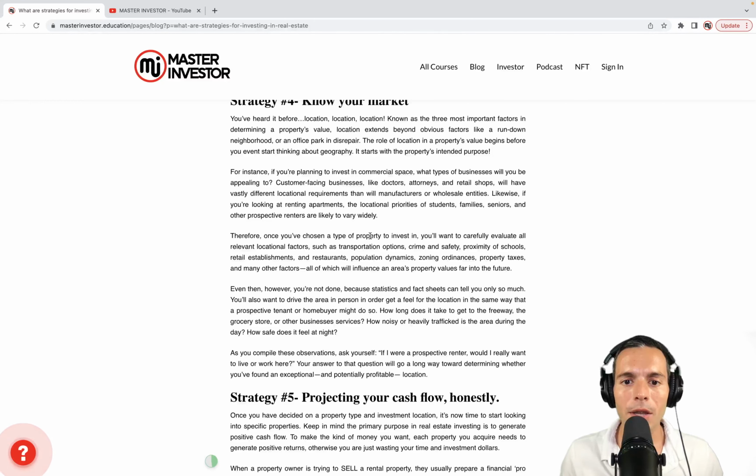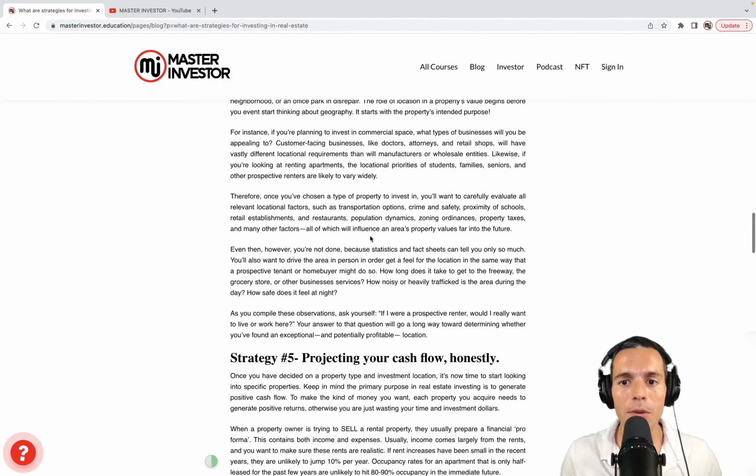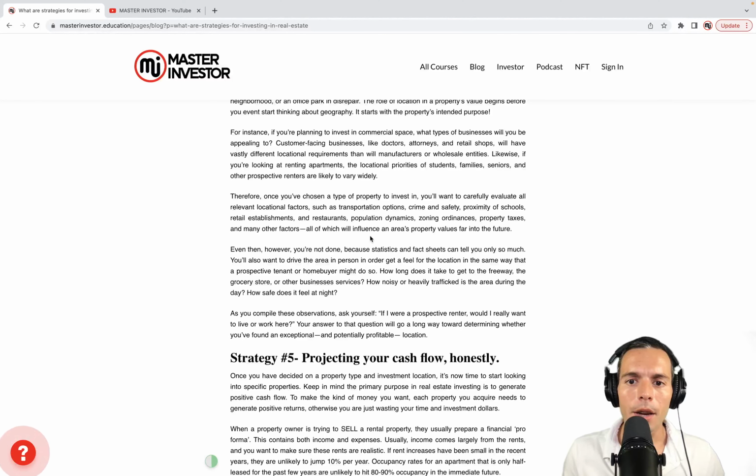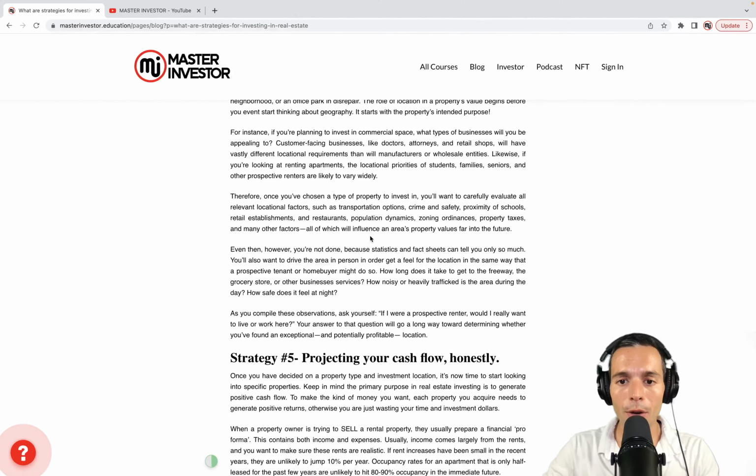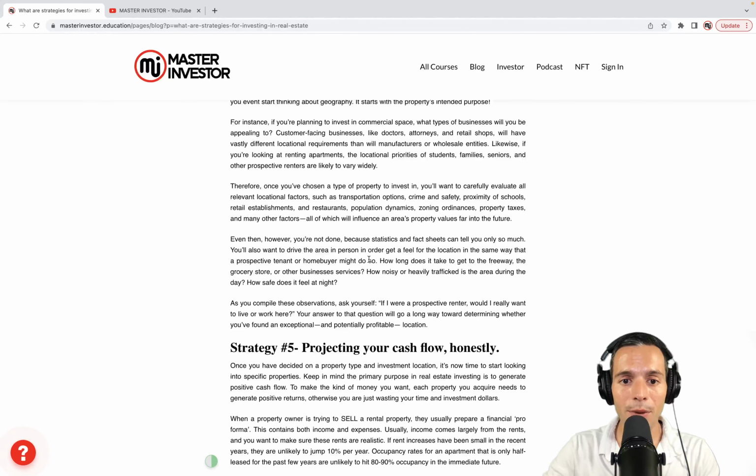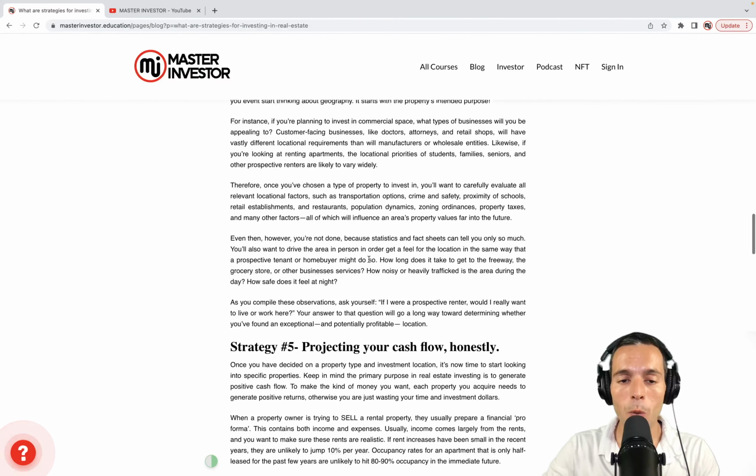For instance, if you are planning to invest in a commercial space, what types of businesses would you be appealing to? Customer-facing businesses like doctors, attorneys, and retail shops will have vastly different locational requirements than will manufacturers or wholesale entities. Likewise, if you are looking at renting apartments, the location priorities of students, families, seniors, and other prospective renters are likely to vary widely.